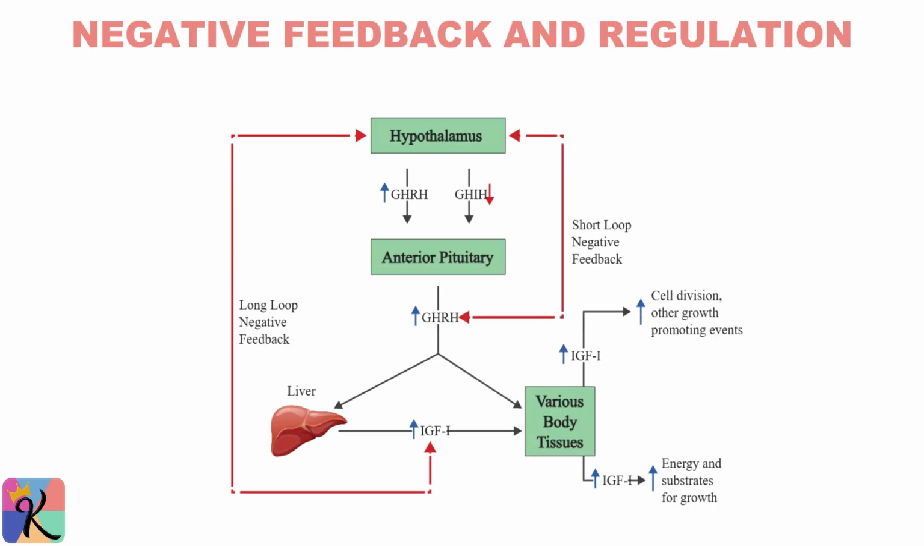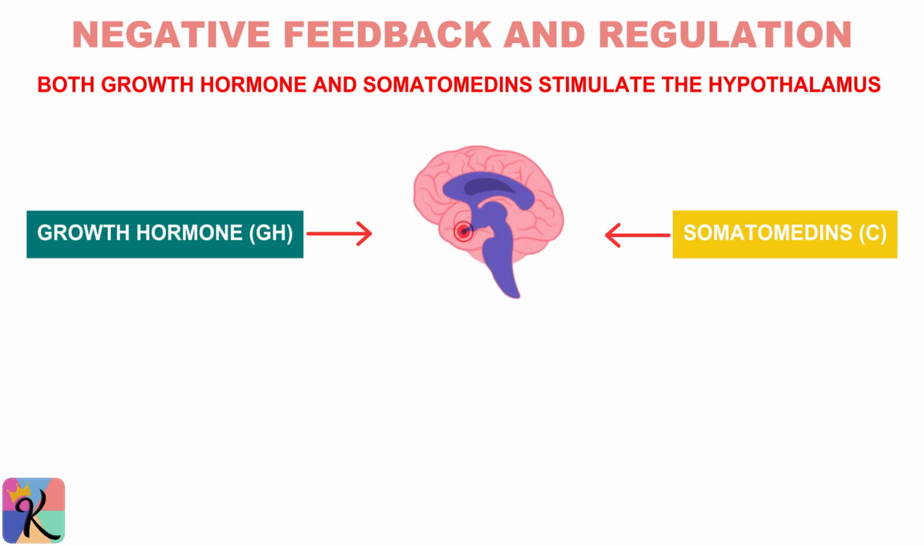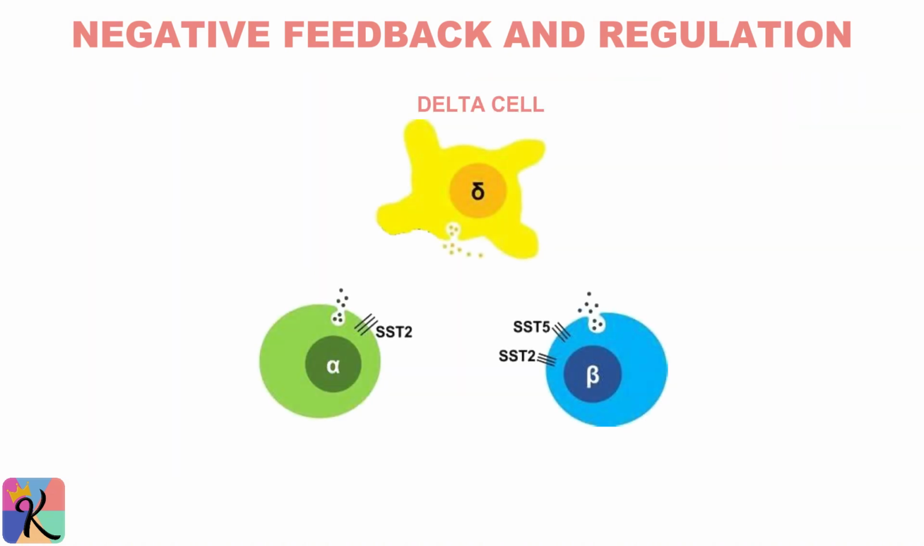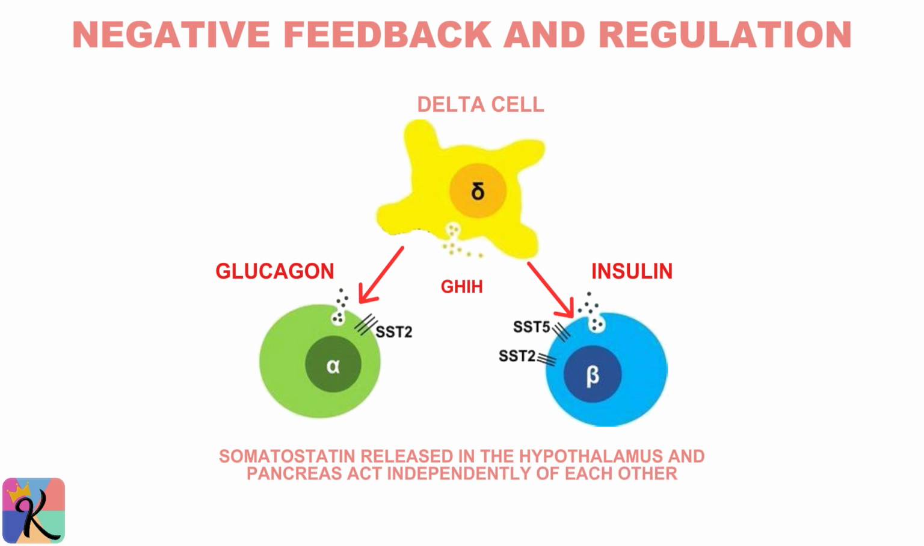Growth hormone release is tightly regulated by multiple negative feedback loops. High levels of GHRH signal the hypothalamus to stop its secretion. Tissues like the liver produce somatomedins, which signal the anterior pituitary to reduce growth hormone production. Both growth hormone and somatomedins stimulate the hypothalamus to release somatostatin, also known as growth hormone inhibiting hormone, which suppresses growth hormone release. Interestingly, somatostatin is also secreted by delta cells in the pancreas, where it inhibits the release of insulin, glucagon, and gastrointestinal hormones. However, somatostatin released in the hypothalamus and pancreas act independently of each other.